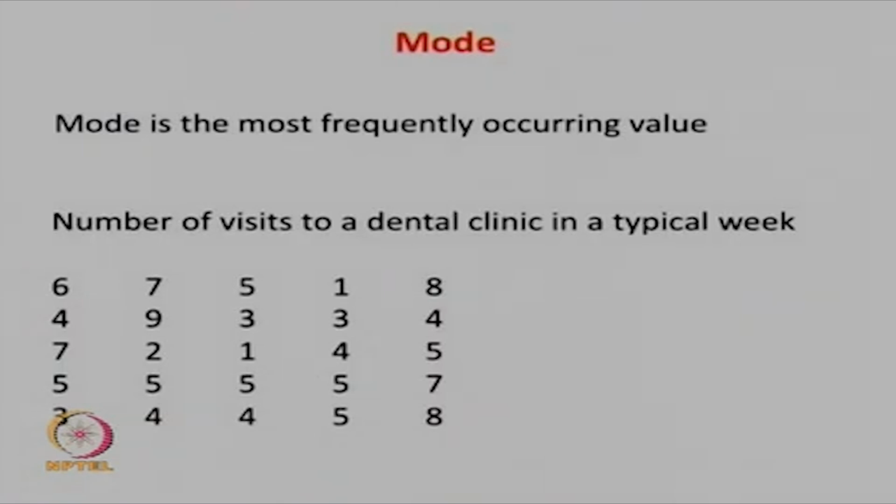This is called the mode, the most frequently occurring value. So, in our case, let us say for example, this is a data set of number of visits to a dental clinic in a typical week, and we can see which is the most frequently occurring value. So, let us tabulate again.